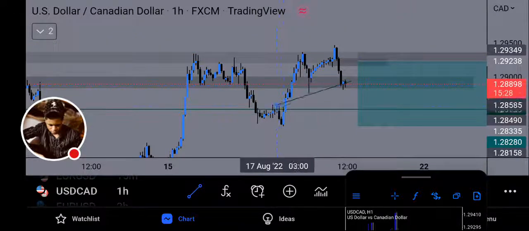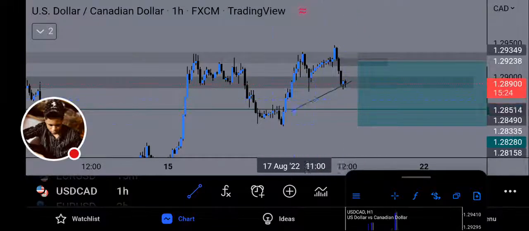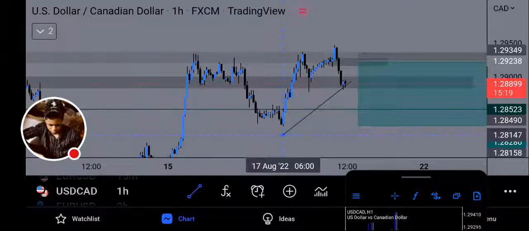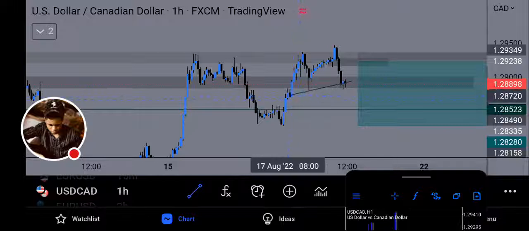And besides, this is not actually the New York session or anything, so you don't really expect much volatility. You understand? And as you can see, price actually ranged, went low, broke higher. You understand? Came back low, tested this strong zone.